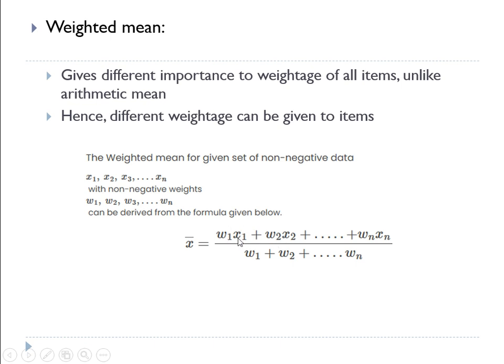Suppose you want to give less importance to x1 due to randomness, you can give a lesser w1 value. Suppose x2 has more information, you can give more weight to w2. The basic formula for calculating the weighted mean: x1, x2, up to xn are the different values or observations that you have. Multiply each observation with a weight value, give the weights as you choose your priority, or how you want to give importance to your items, and divide by the sum of the weights. This is the formula of weighted mean.